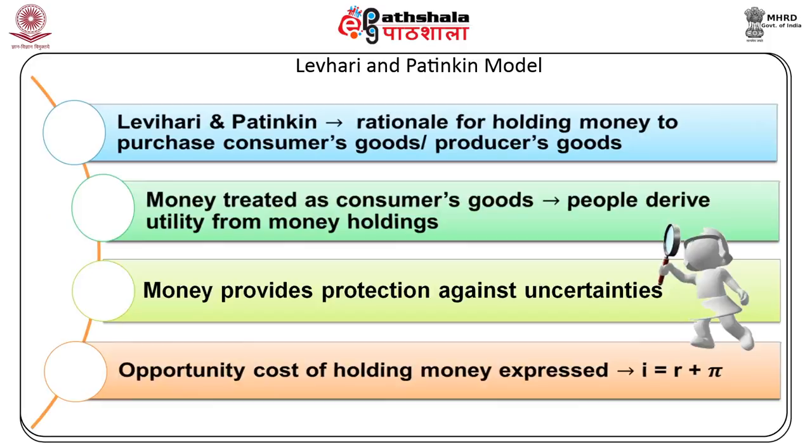Levhari and Patinkin have argued that any rationale for holding money is actually to use it to purchase the consumer goods or producer's goods. If money is treated as a consumer good, then it means that people derive utility from money holdings, as money provides protection against uncertainties. However, there is some opportunity cost of holding money, which is expressed in terms of the nominal rate of interest i, which is equal to the real rate of return r plus the rate of inflation π.